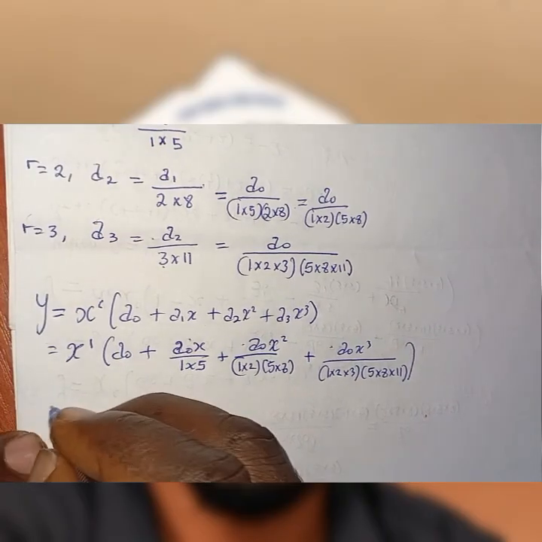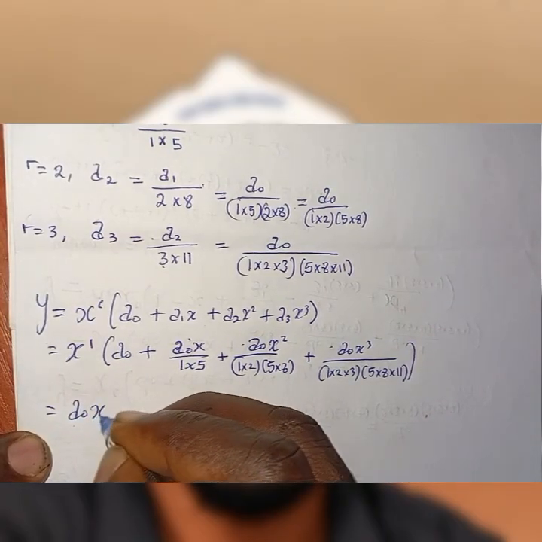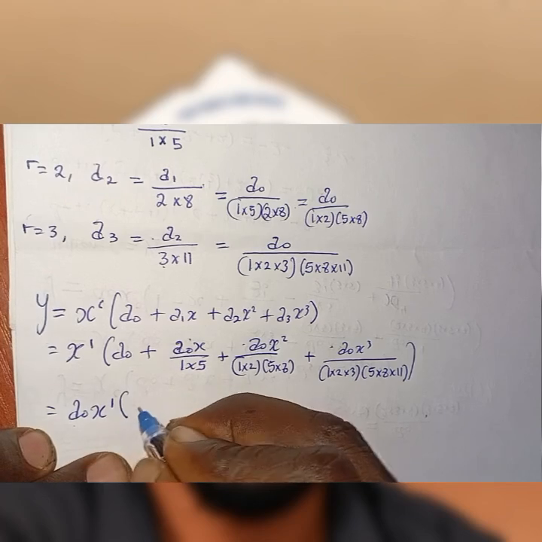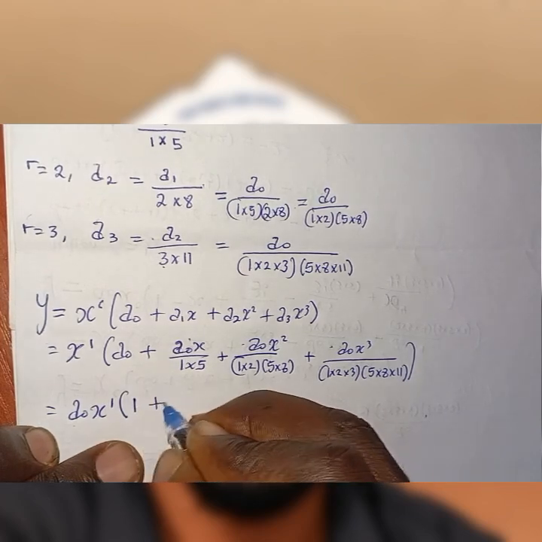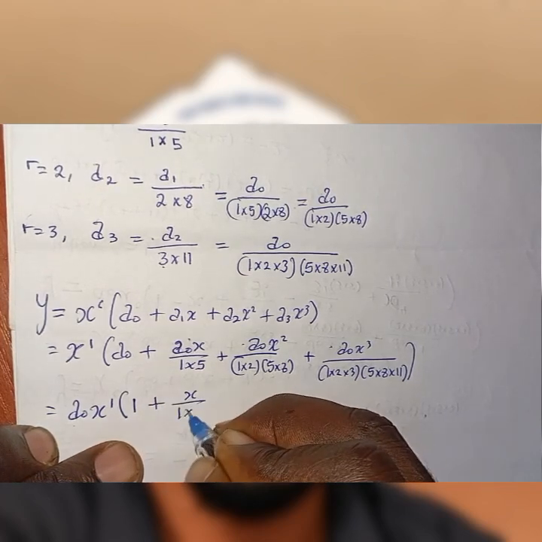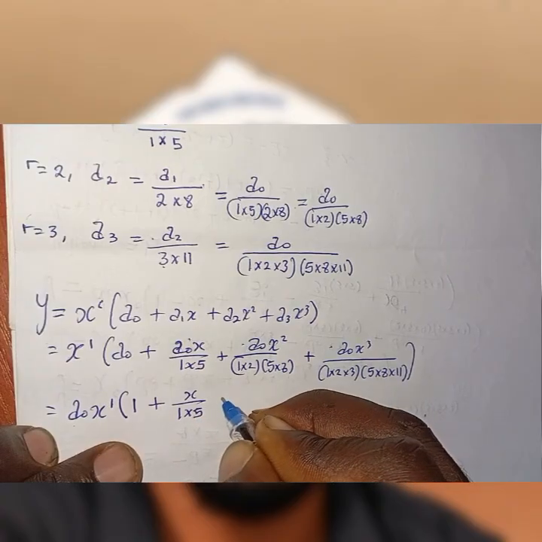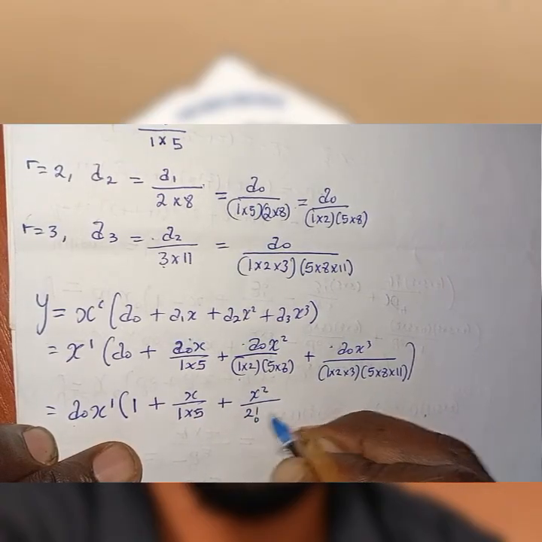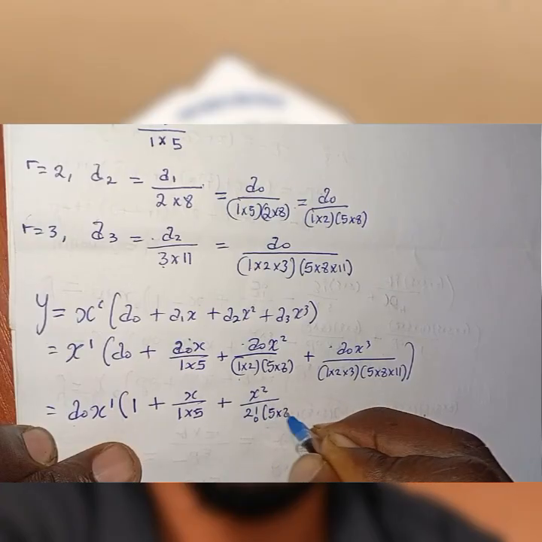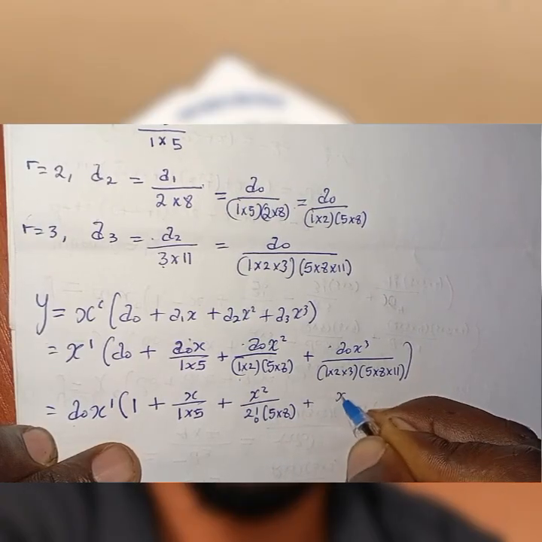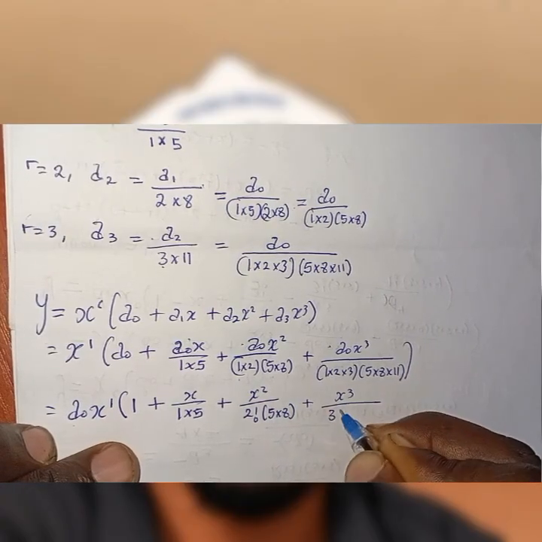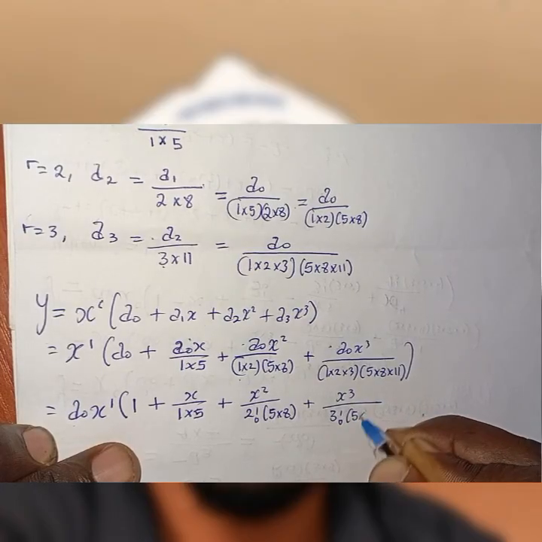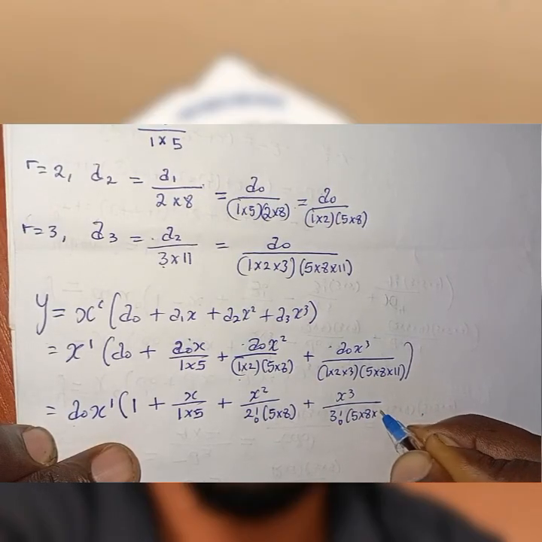So a naught is common, so you have a naught x^1, 1 is here, plus x over 1 times 5, plus x squared over 2 factorial, 5 times 8, plus x cubed over 3 factorial, 5 times 8 times 11.